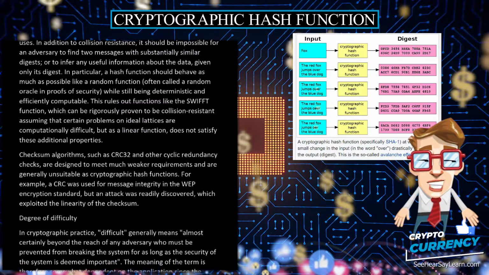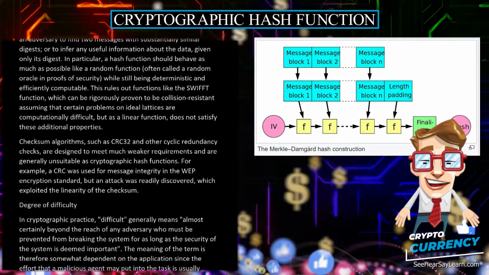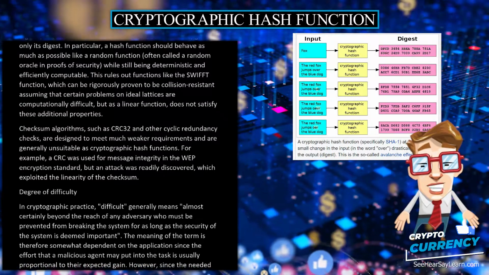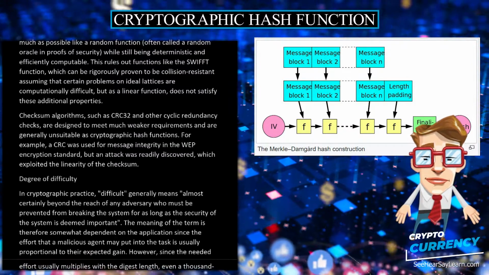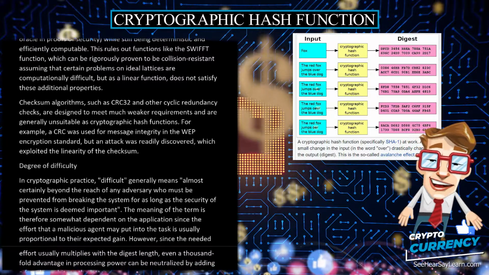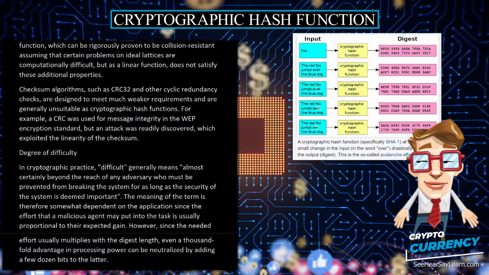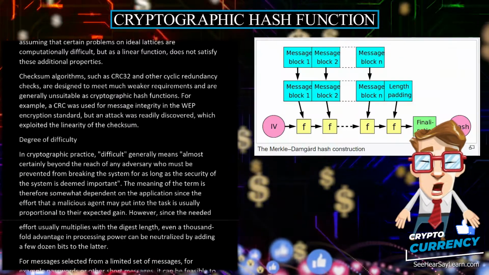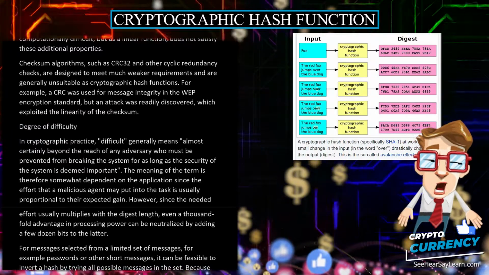This rules out functions like the SWIFFT function, which can be rigorously proven to be collision resistant assuming that certain problems on ideal lattices are computationally difficult, but as a linear function, does not satisfy these additional properties. Checksum algorithms, such as CRC32 and other cyclic redundancy checks, are designed to meet much weaker requirements and are generally unsuitable as cryptographic hash functions. For example, a CRC was used for message integrity in the WEP encryption standard, but an attack was readily discovered, which exploited the linearity of the checksum.